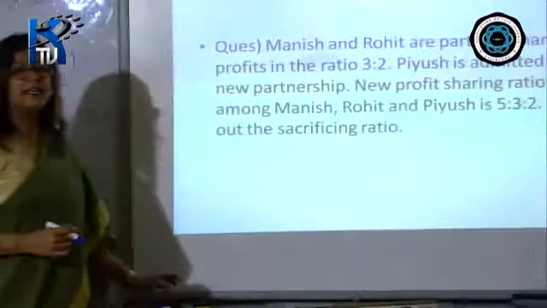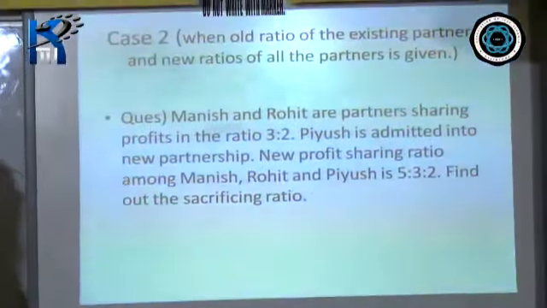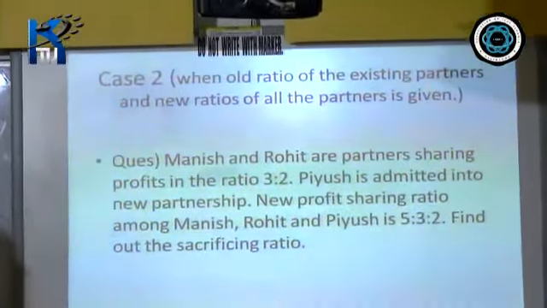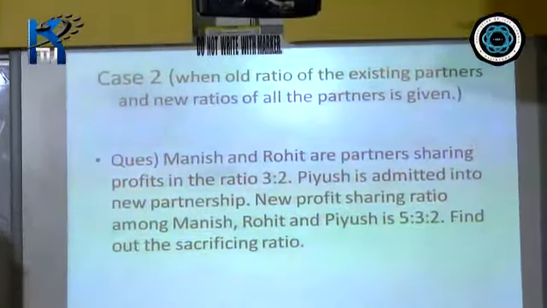Let us take up the second case. The second case says, when the old ratio of the existing partners and the new ratio of all the partners are given in the question. What does the formula say in order to calculate the sacrificing ratio? The old ratio minus new ratio will give you the sacrifice. And here in this question, they have given both the old ratio as well as the new ratio.